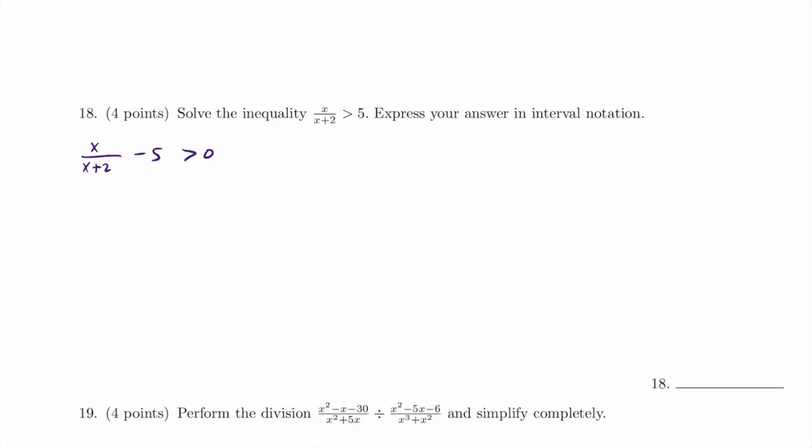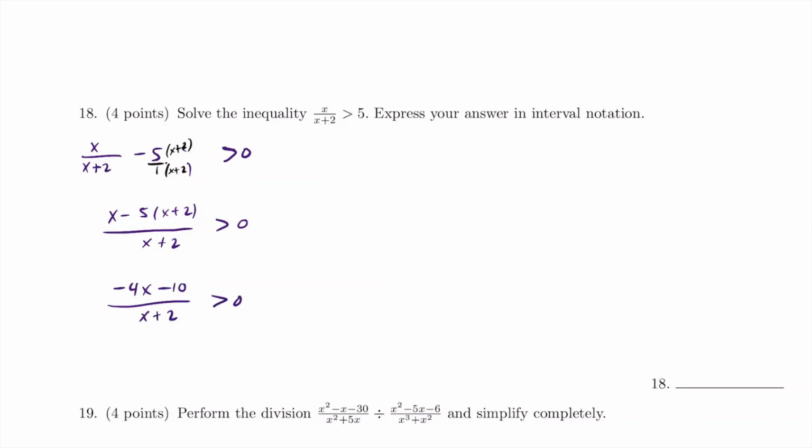And now join the left side into a single fraction. I'm going to write this as over 1 and multiply by x plus 2, top and bottom. So that would give us the following. Let me just rewrite this. You'll have x minus 5 times x plus 2 over x plus 2 greater than 0. And combine the top: you have x minus 5x, that's negative 4x, and then minus 10, all over x plus 2 greater than 0. And now you find the zeros.